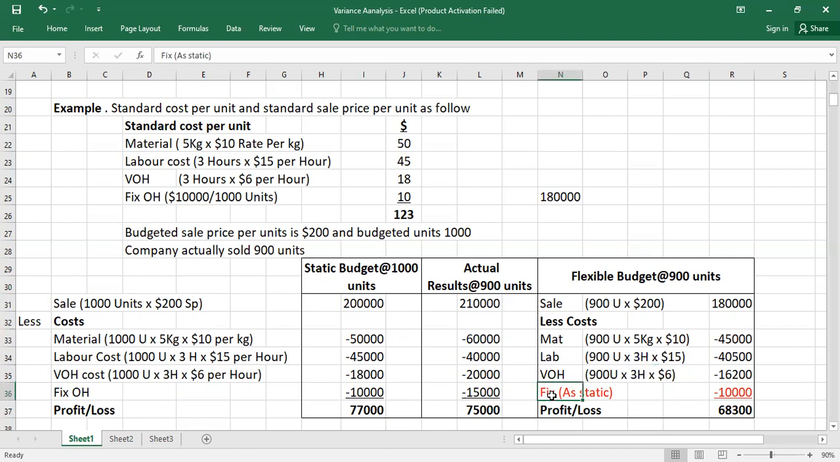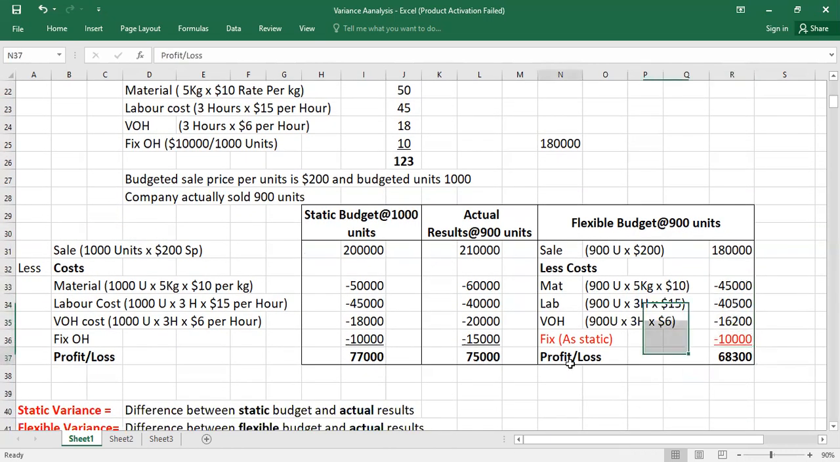Now this is really important, fixed cost. As we assume, fixed cost will not change with the level of activity. So whatever we have written under the static budget, which was $10,000, the same value we will write here, $10,000. So we will not change. Okay, so this is really important. What we assume here is the fixed cost will not change with the level of activity. Now we need to take sales value less all the cost of production. So you will get the amount of profit or loss, which is 68,300.